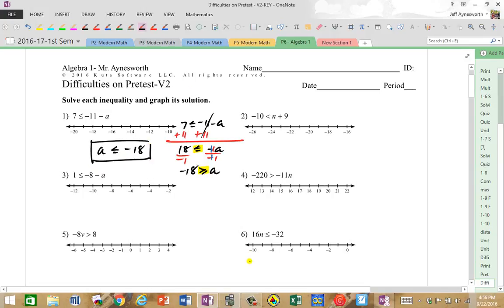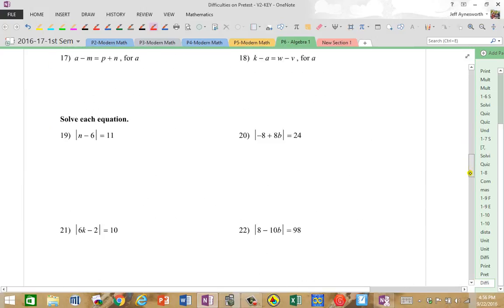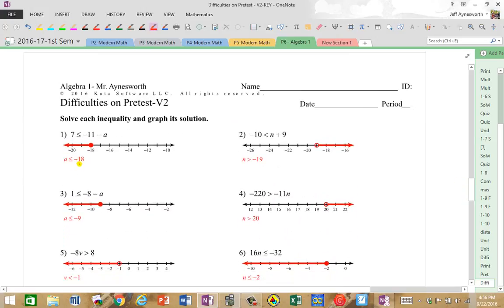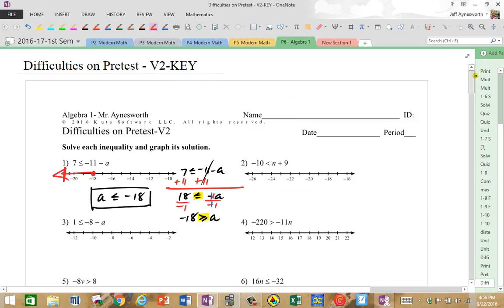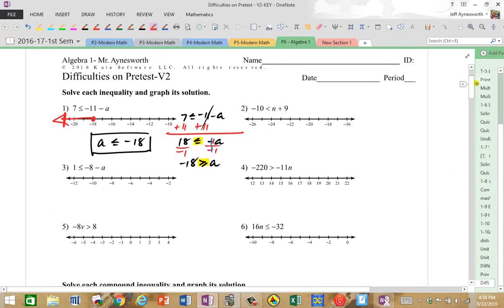All right, so what does that mean? It means that all numbers are less than or equal to negative 18. So that includes negative 18, so it's going to be solid. And all numbers less than that lie to the left. All right, so you can always check. I always provide answers here. You can see all numbers less than or equal to negative 18 is the correct answer. All right, and that's how the game is played. Isolate the variable and remember the basics.